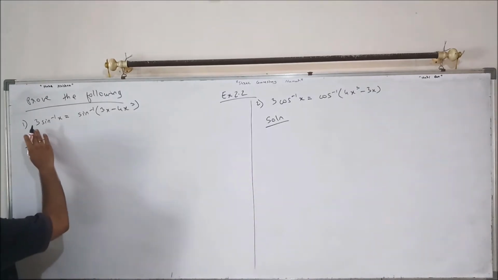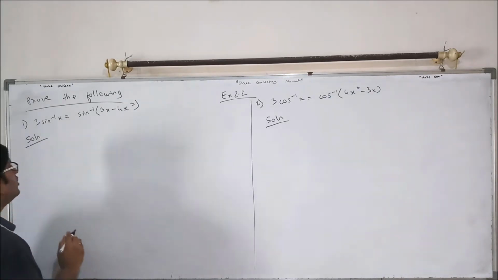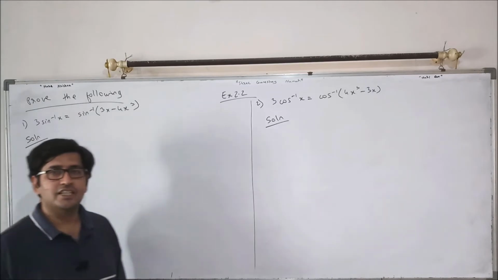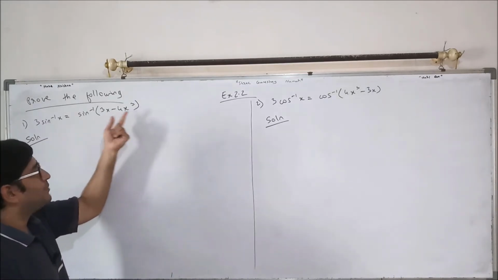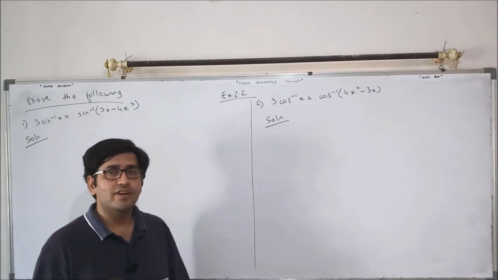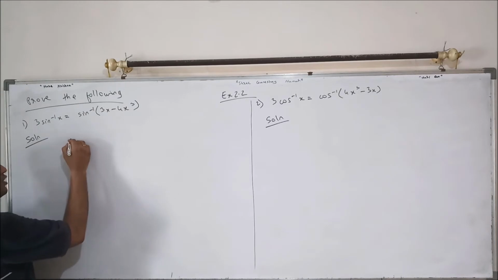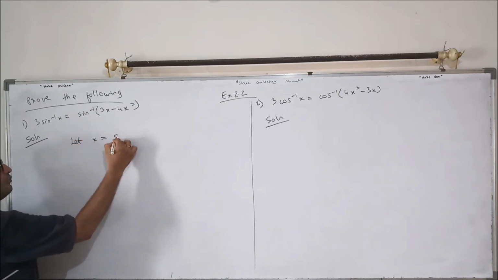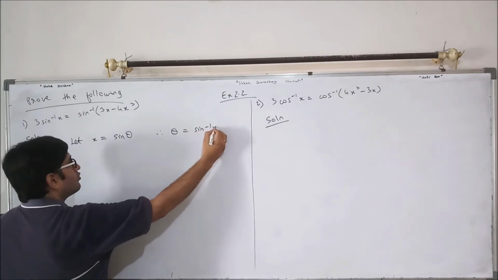You want to prove that 3 sin inverse of x is sin inverse of 3x minus 4x cube. As we have just seen in the standard substitution table 2 minutes back, there you saw the expression 3x minus 4x cube. So we very well know we have to put x equal to sin theta. Let us start with the RHS and say let x equal to sin theta. Therefore theta is equal to sin inverse of x.